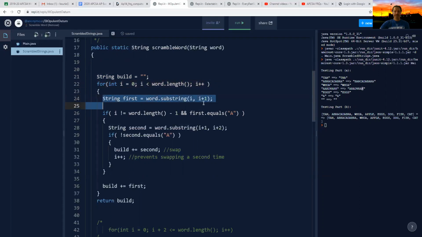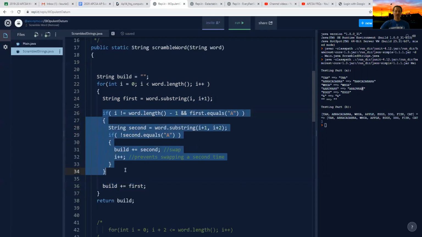Okay, so I went ahead and just grabbed a letter from the string, and now one of two things is going to happen. I'm either just going to put that letter into the string like normal, so no big deal, or potentially I'm going to swap this letter with the letter that comes after it. One way or another, this string called first is going to make it into my build string. But potentially I'm going to take the letter that comes after it and actually put it in front of this letter. That's the determination that I'm making here.